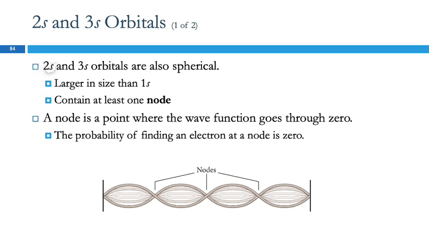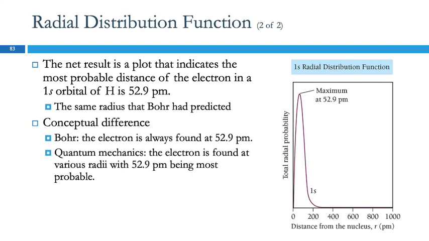As we get into these higher quantum numbers, we're going to have some nodes in our orbitals. A node is a place where the wave function goes through 0. So in this s orbital, there is a node at the nucleus. The electron cannot be right there.